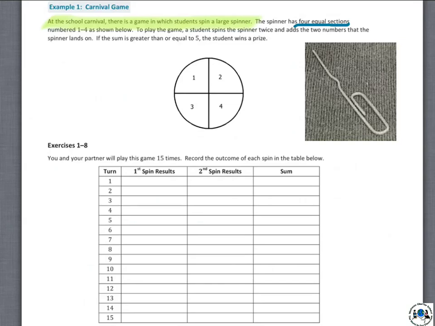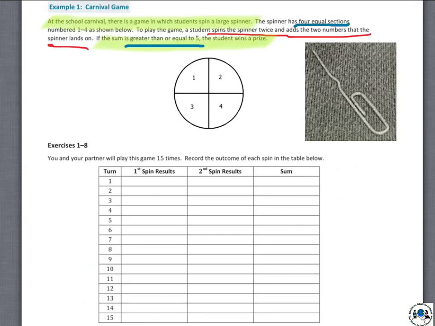You can see I've added our little paper clip spinner here again. It's something you're going to need once again. To play this game, a student spins the spinner twice and adds the 2 numbers that the spinner lands on. If the sum is greater than or equal to 5, the student wins a prize.